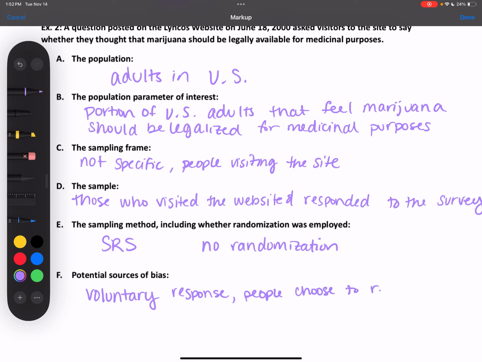So people choose to respond if they already care about the issue.